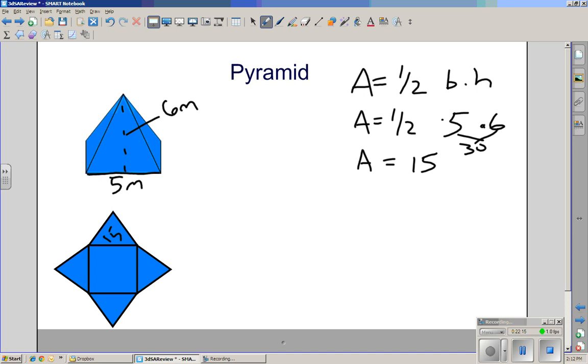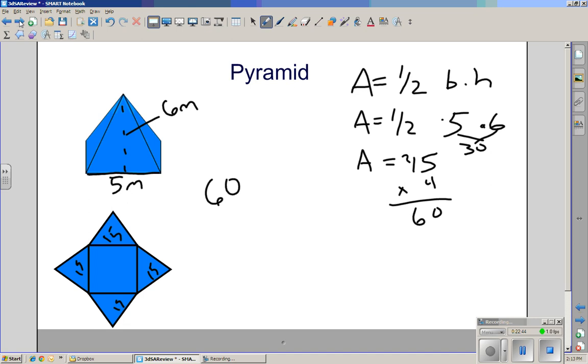The easiest way to complete that, since we have 4 equal triangles, is just to take the number that you get when you find the area of your triangle and multiply that by 4. 15 times 4 is 60. I will write that off to the side. I have an area of 60 because when I add up all of my triangles, that is how much it is. Finally, to find the surface area, I have to find the area of the base.